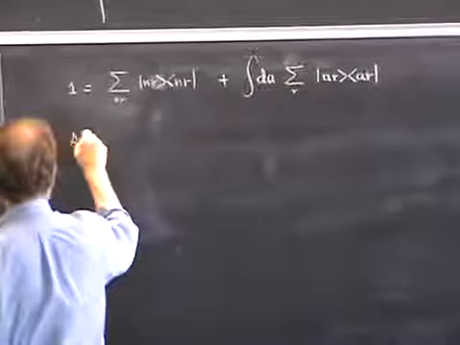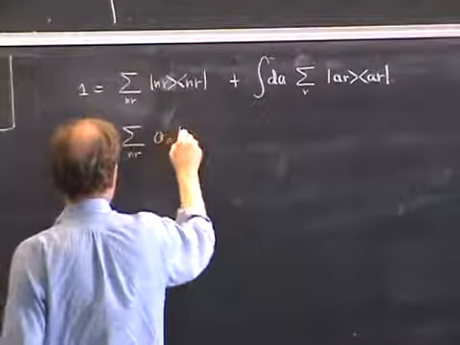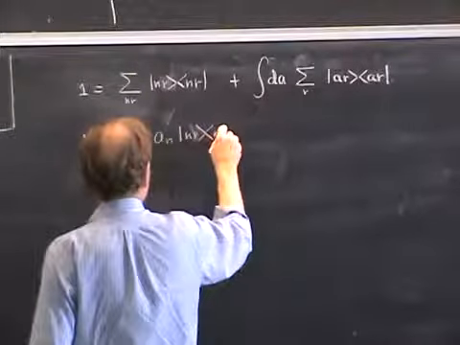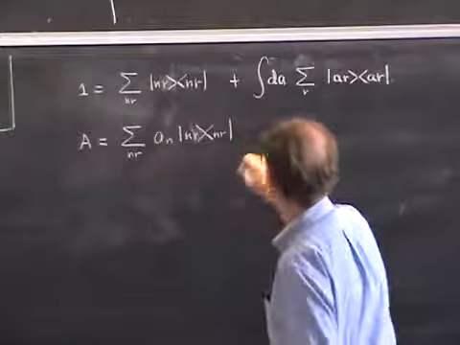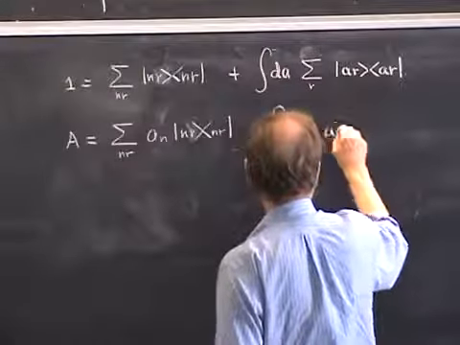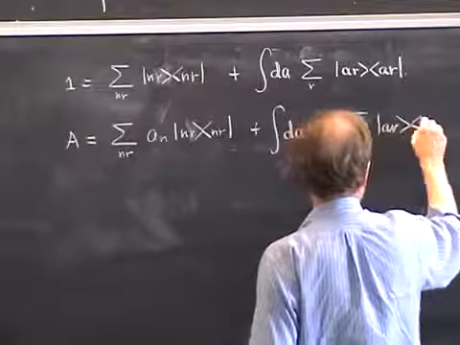Likewise, the operator A itself can be represented by such a decomposition. It's a sum over n and r of a_n times the outer product |n r⟩⟨n r|. We just simply multiply each of these terms by the corresponding eigenvalue. And then in the continuous spectrum, it's an integral da, and we multiply by a, and then we sum over r, |a r⟩⟨a r|, like this.